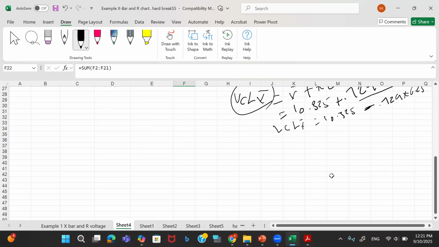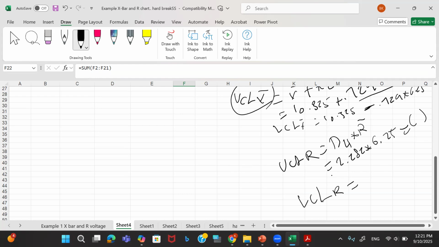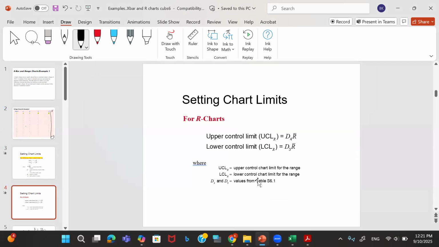And then what we did: the upper control limit R is equal to D4 times R bar. D4 we said is 2.282 times R bar, 6.25, and I find the answer. The lower control limit R is equal to D3 times R bar. 0 times R bar is 0. Okay, now I have calculated all the control limits.